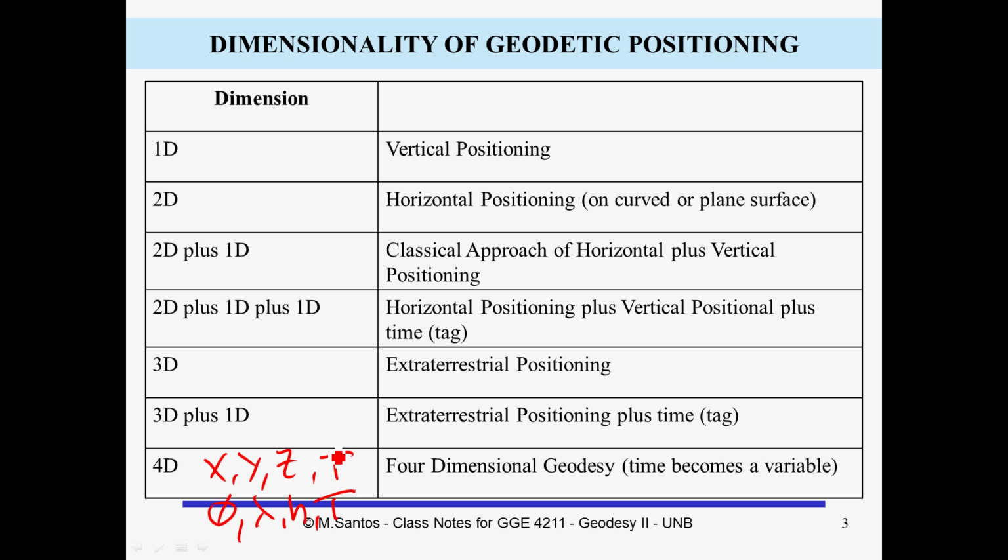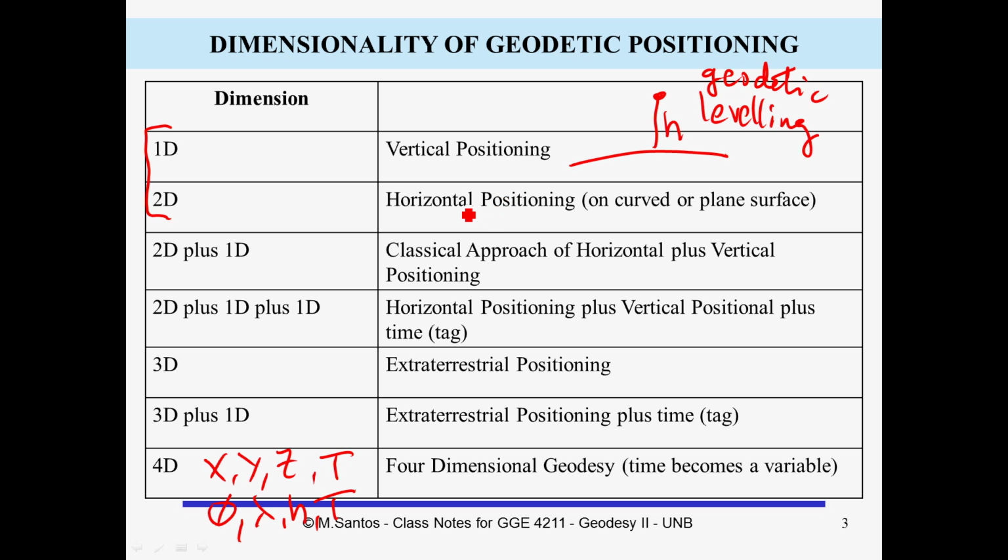Traditionally, geodesy was 1D and 2D, totally different. We had vertical positioning, which was basically just the height of a point above a reference. So this is just one dimension. That's what leveling would be, basically what we call geodetic leveling, which would be the highest precision that we can get.